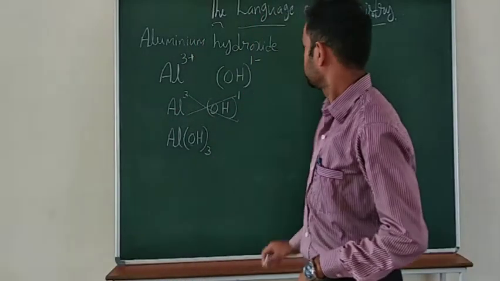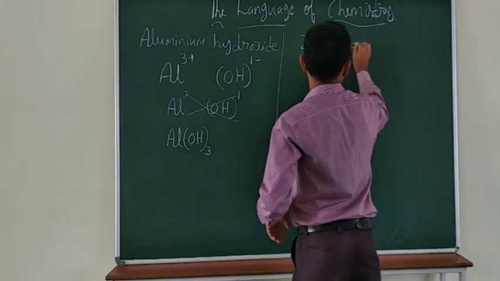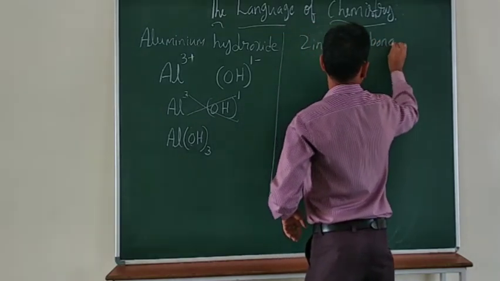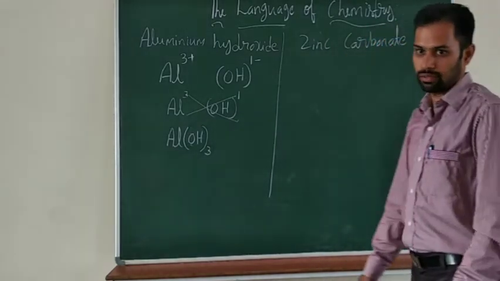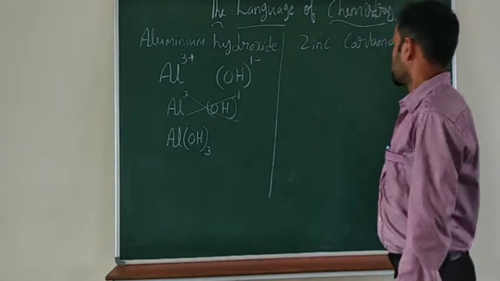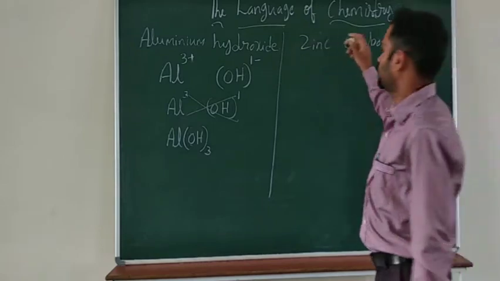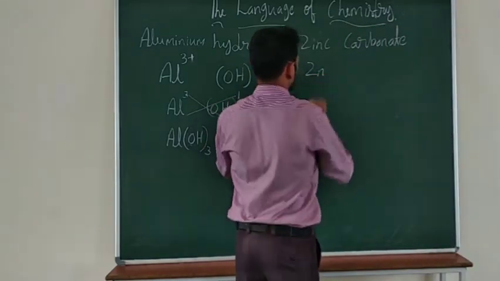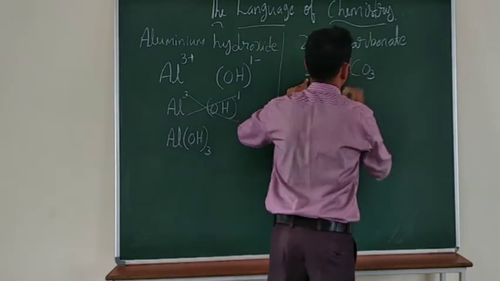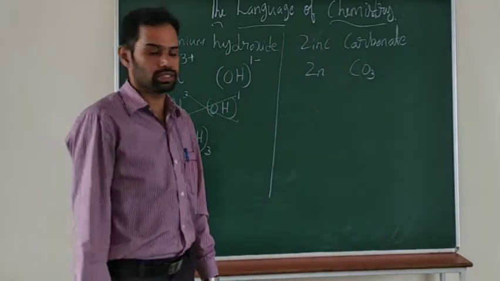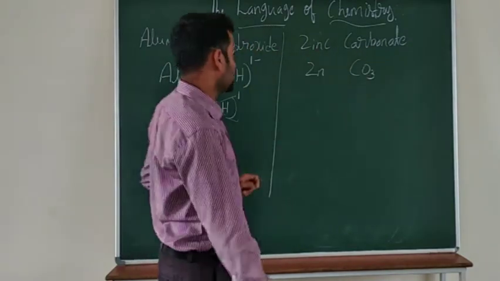Zinc carbonate. So how to write the chemical formula of zinc carbonate? So we know that first, what is the first step? You should write the symbol of the basic radical, zinc. Zn. So symbol is Zn. Carbonate, CO3. CO3 is the acidic radical. Its formula is CO3. And the next step, what is the next step?